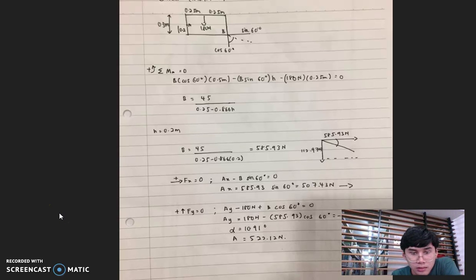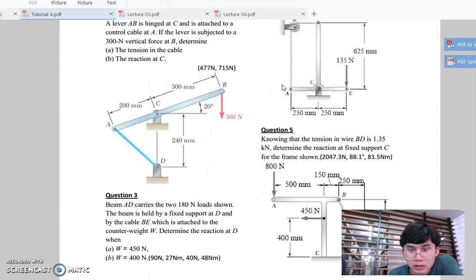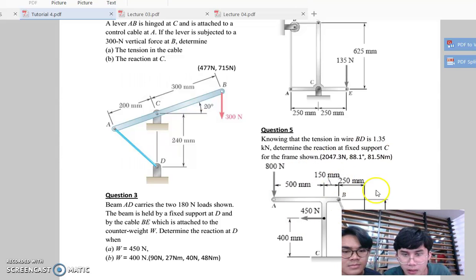Right, hello. So for me, I'm doing question 5. So we'll be looking at the question first, and this is question 5. The tension in YBD is 1.35 kilonewton. Determine the reaction of fixed support C for the frame shown. So the answer has already been given, but we were required to show the working.